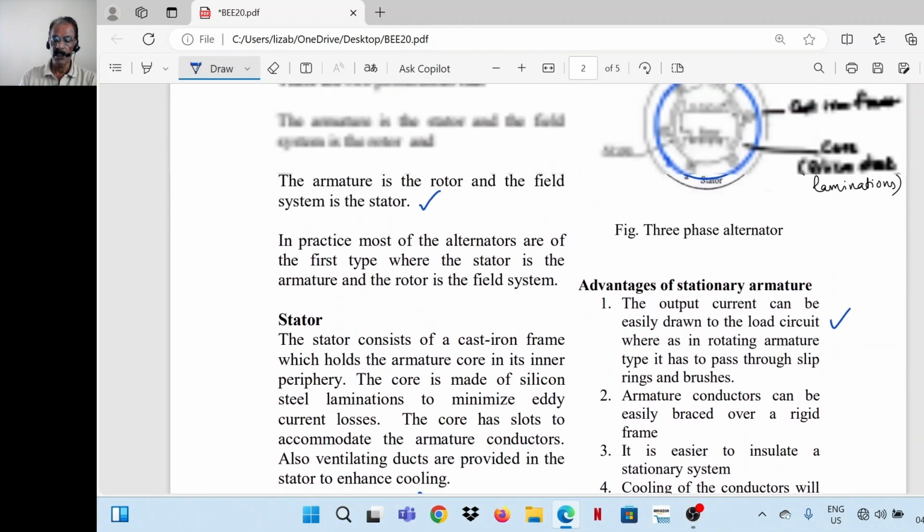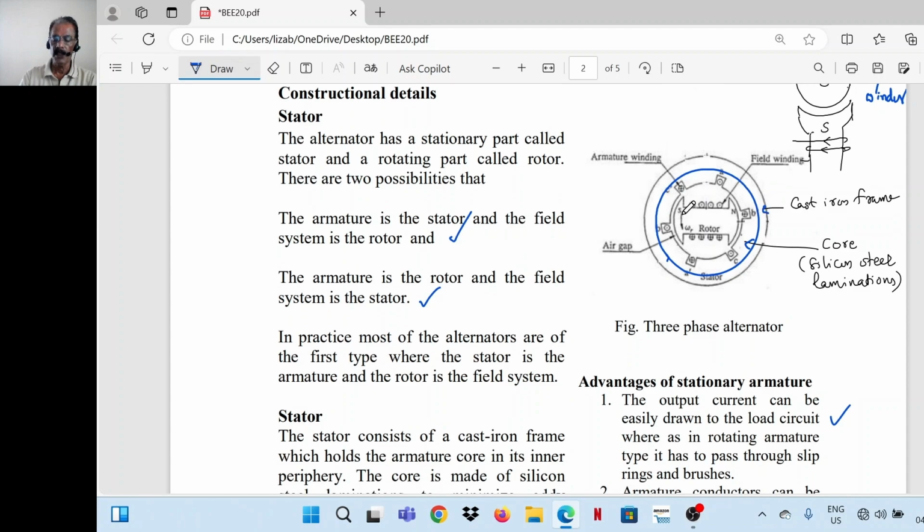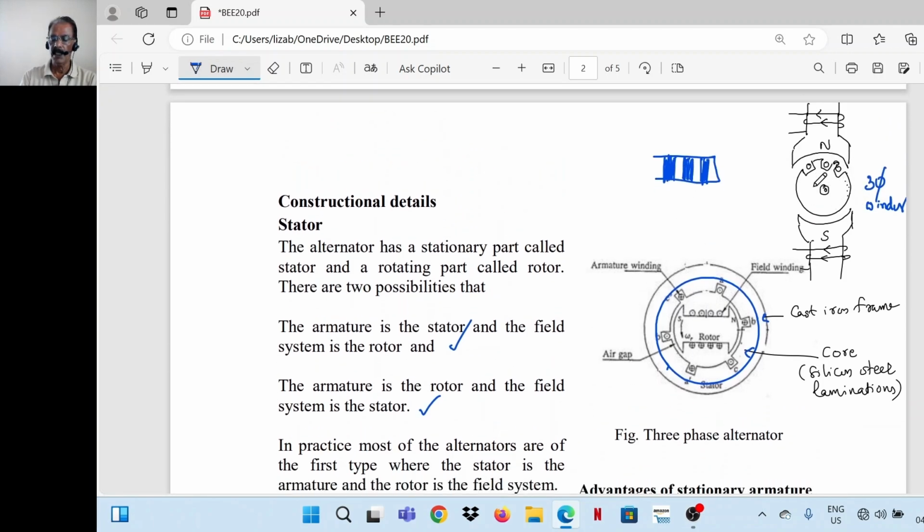So the outermost part is the frame, inside that core, inside that the field system. So direct current is to be provided to the field system through two slip rings. The other type is the rotating armature type. The armature holds a three-phase winding. The terminals of the winding are brought out and connected to the slip rings on the armature shaft. And from these slip rings, current can be collected with the help of brushes.